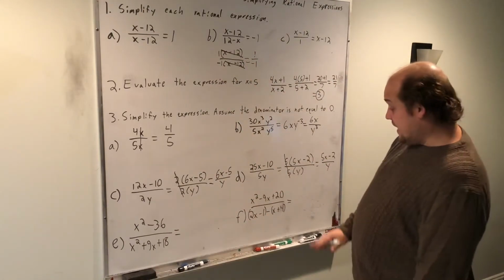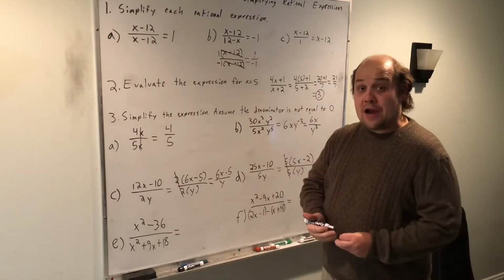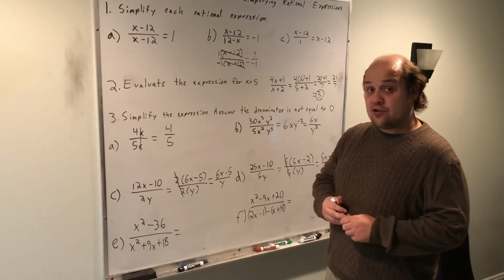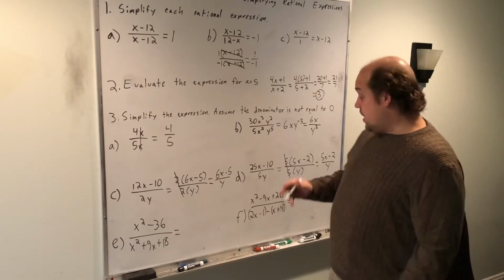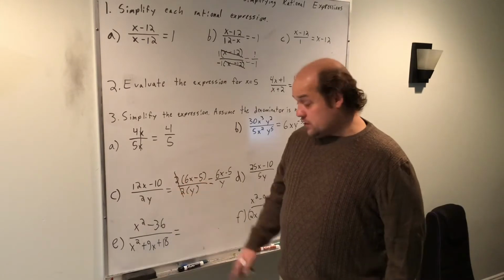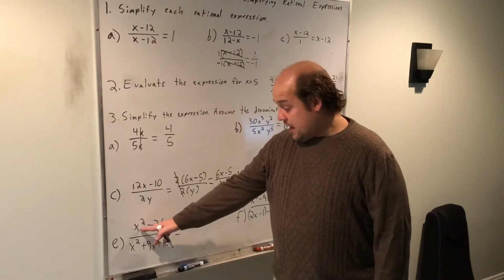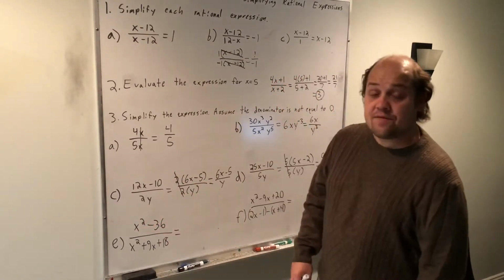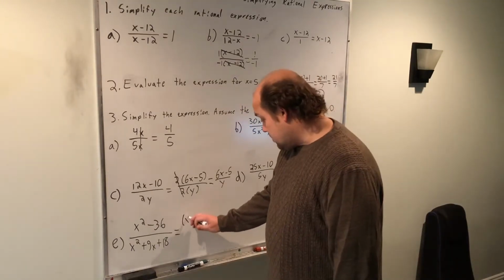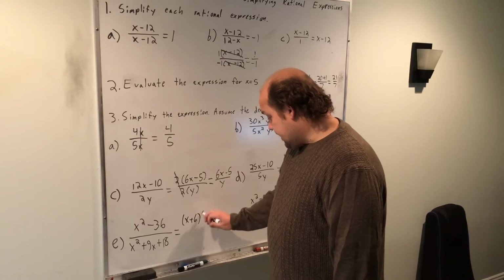When I get down to E and F, these are ones that require higher level factoring on both the top and bottom, and then seeing which factors are the same on top and bottom, reducing them in the same way we reduce these 5s or these 2s. So let me show you what I mean. x squared minus 36 is a difference of squares. I can factor it as (x + 6)(x - 6).